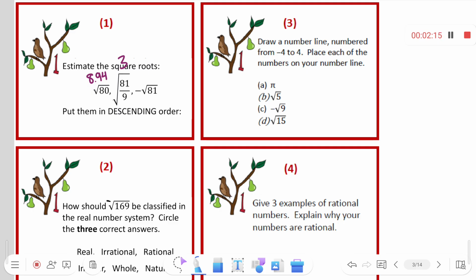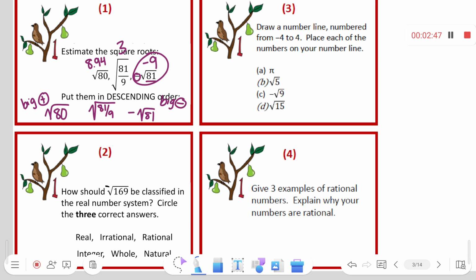And then the last one, the negative square root of 81. You guys should know the square root of 81 is 9, but this is negative, so negative 9. After that, you just wanted to put them in descending order. Descending means your biggest positive to your biggest negative. Well, we only had one negative. That's negative 9. So I'm going to put the negative square root of 81 last. And I'm done with that. And then my biggest positive was the square root of 80, and then the square root of 81 over 9 in the middle.